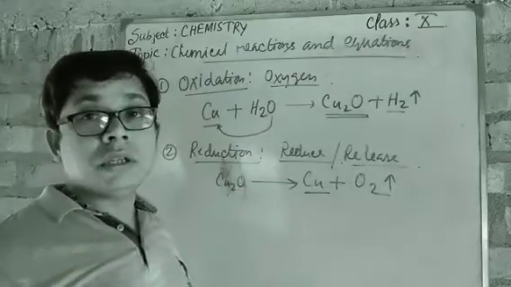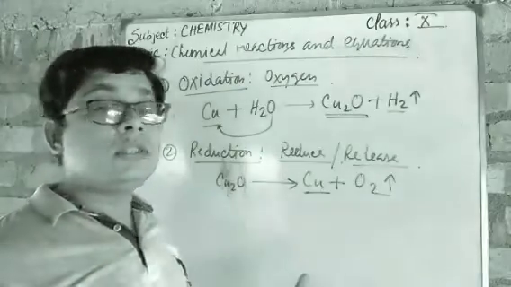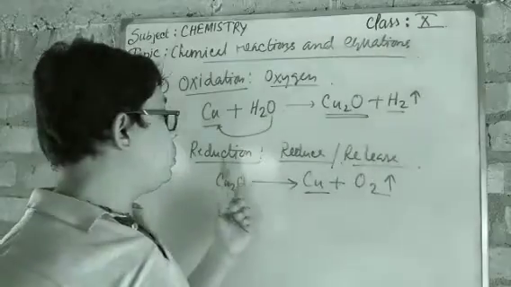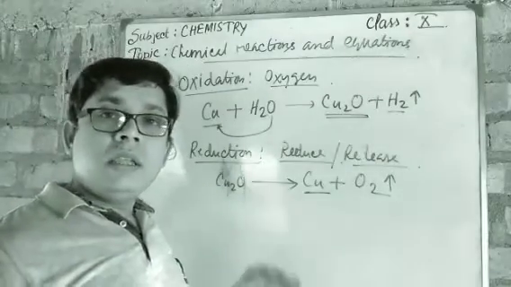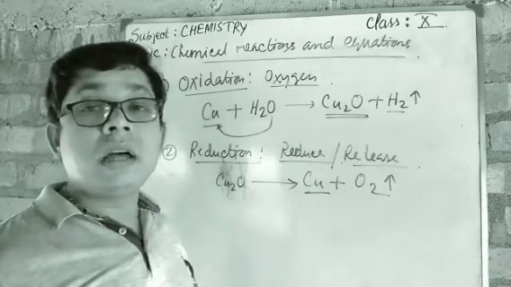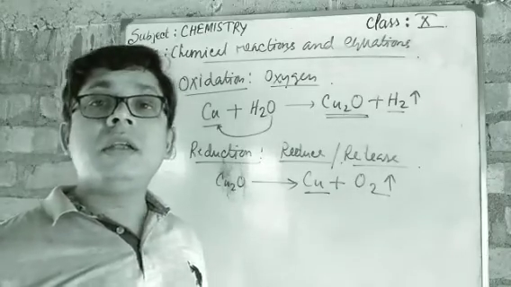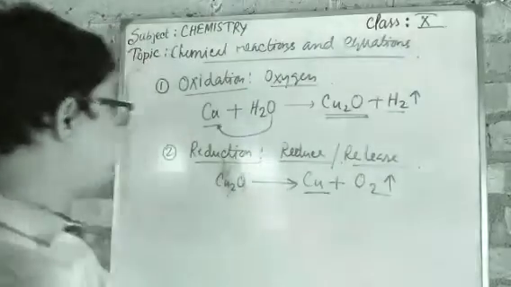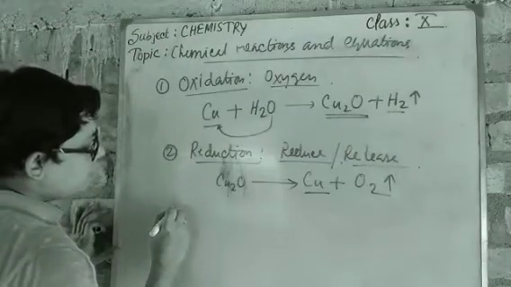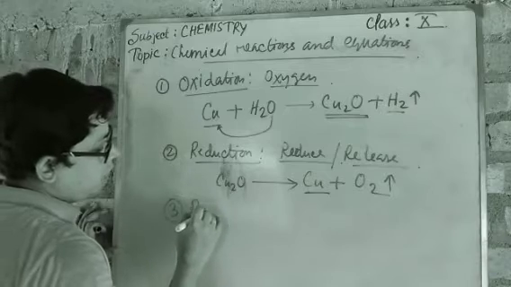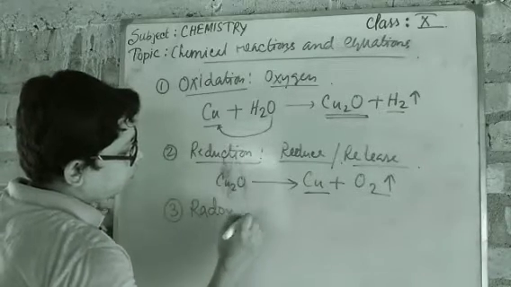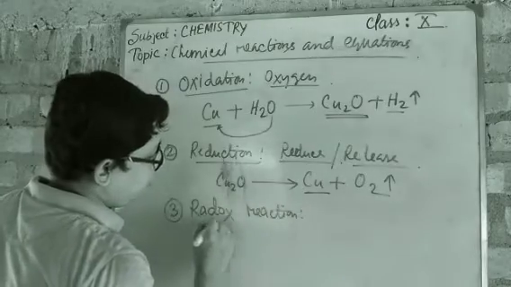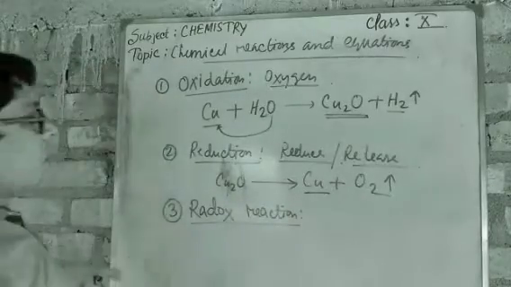releases the oxygen. So the process through which oxygen is released from the product or from the reactants, this process is known as the reduction process. Now go through another type of reaction that is known as the redox reaction. What? Redox reaction. Redox reaction.